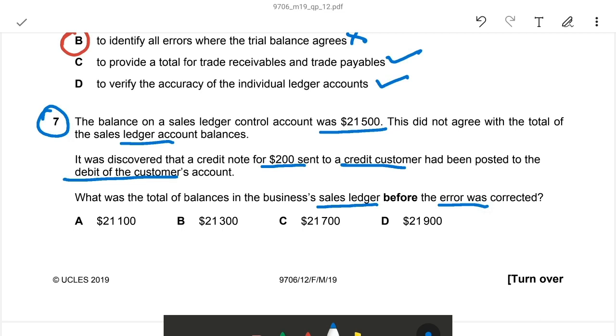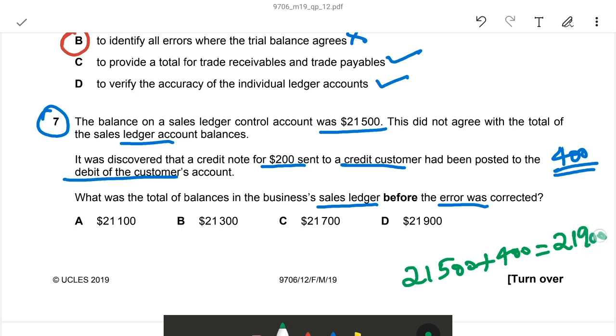The error was that it was not entered on the credit side, but on the debit side. So it is a double effect. 400 has increased. So actually it shows 21,500 plus 400, which is 21,900. So the correct answer is D.